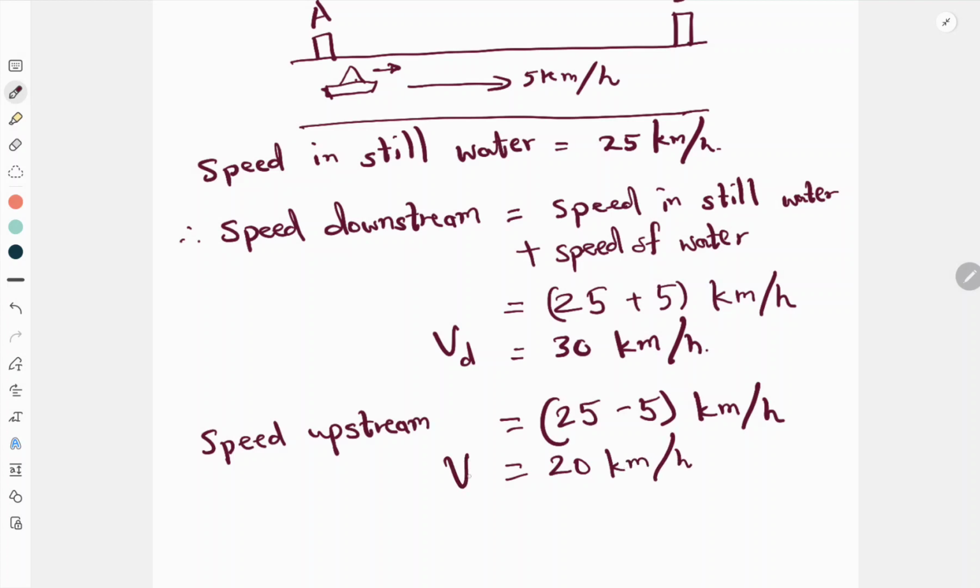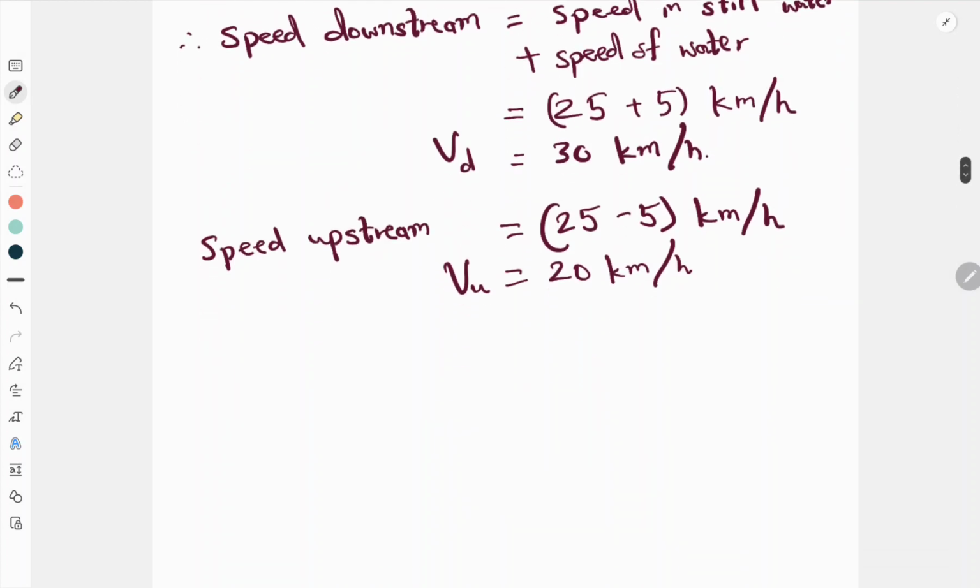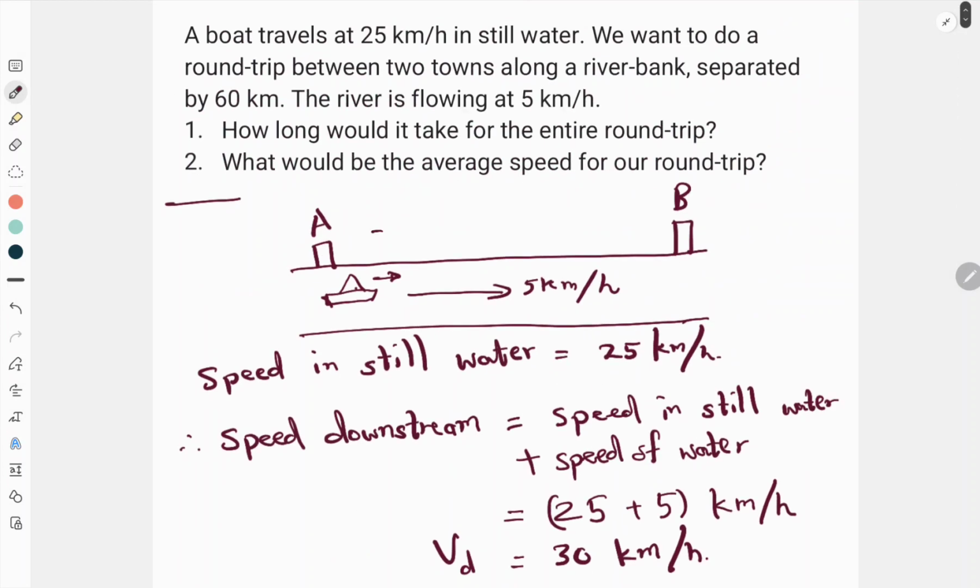Let's give it a name. I'm using V for velocity, but we can also use another letter. This is the speed upstream, or I'm calling it VU. So now we have all the ingredients, and we know that the distance between the two towns is 60 kilometers.